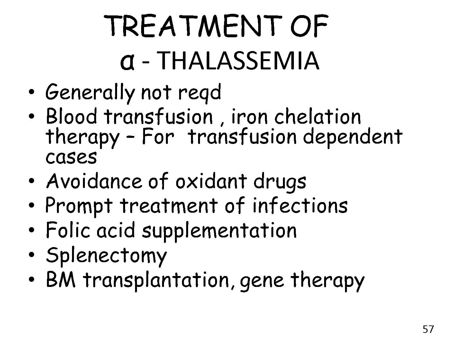Treatment of alpha thalassemia is generally not required. Blood transfusion and iron chelation therapy for transfusion-dependent cases. Oxidant drugs should be avoided. Infection should be treated aggressively. Folic acid supplementation should be given. Splenectomy is another mode of treatment. Bone marrow transplantation and gene therapy are the definitive treatments.